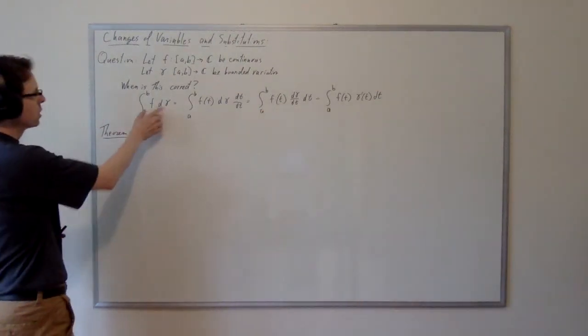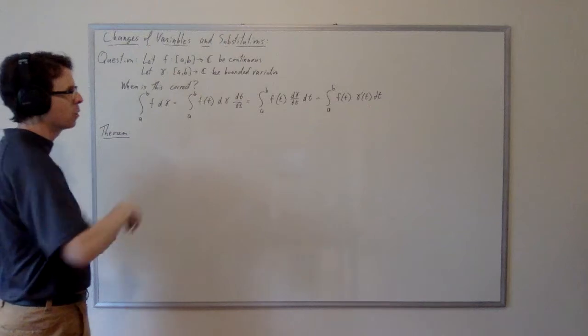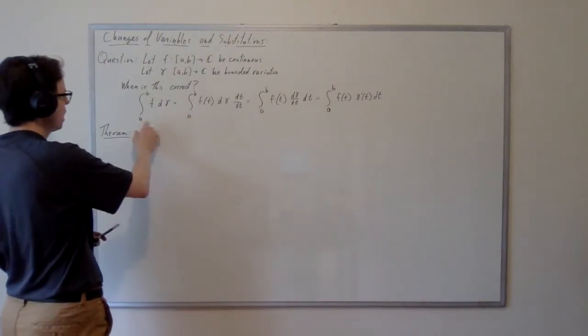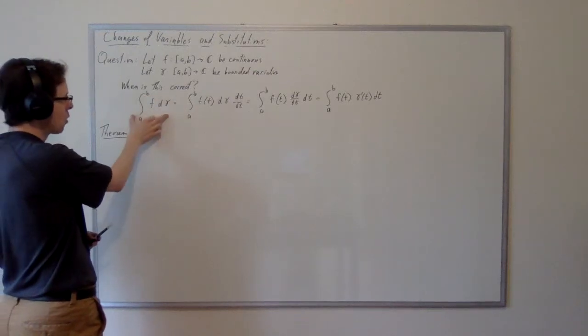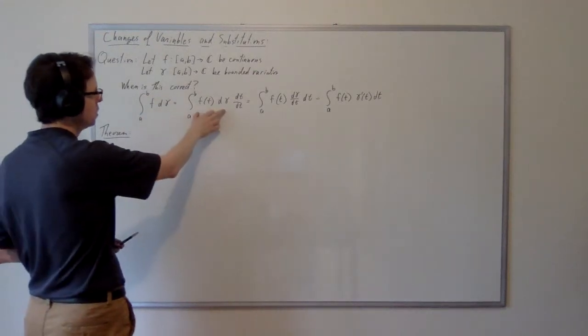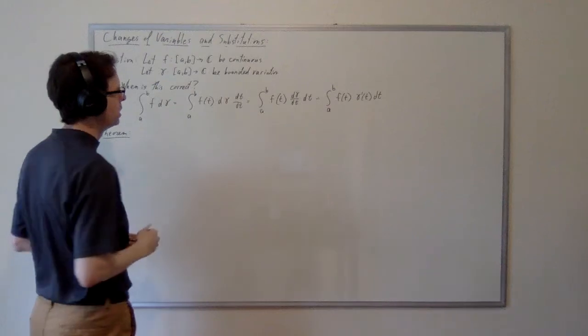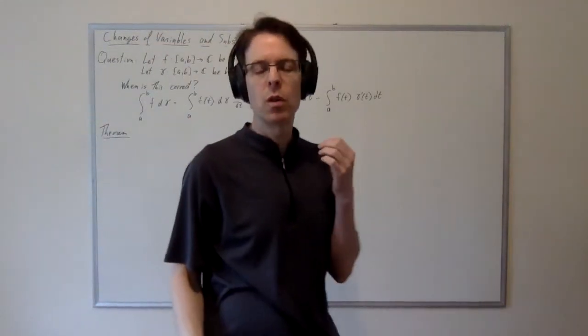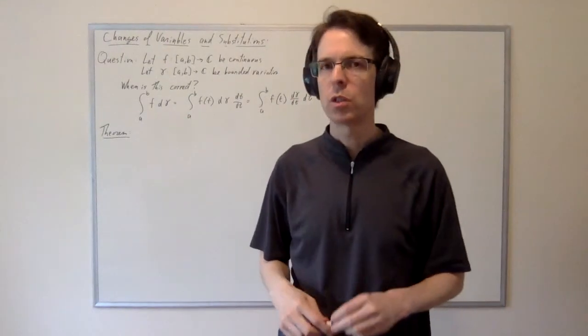So let's look at what the computation is doing. And the question is, is it correct? You don't have to take my word for it. We're asking whether this is right. So the integral from a to b of f d gamma, the normal Riemann-Stieltjes integral, what we're going to do is multiply by dt over dt. Notice this says d gamma, right? D gamma is part of the notation of the Riemann-Stieltjes integral.